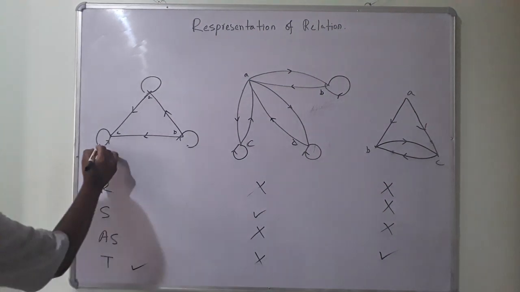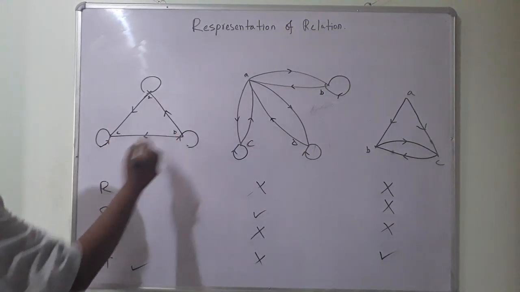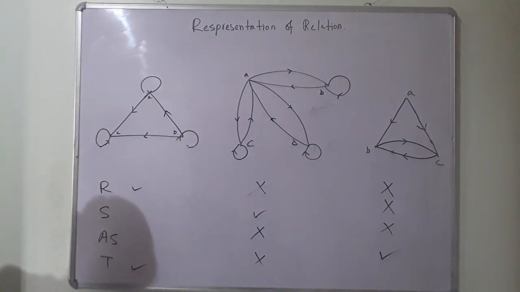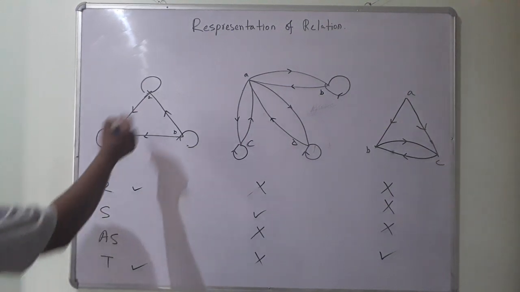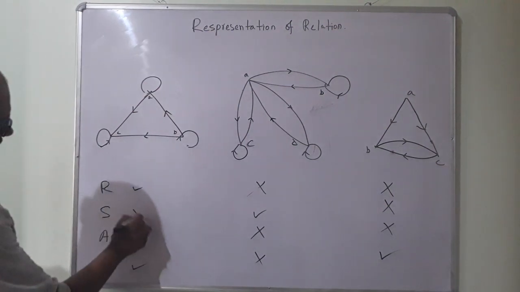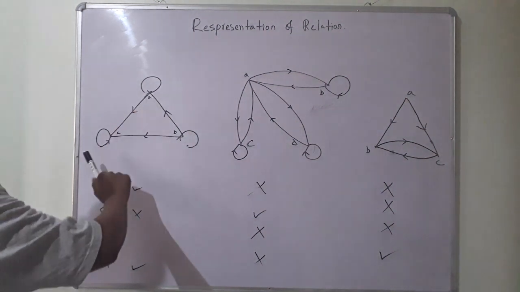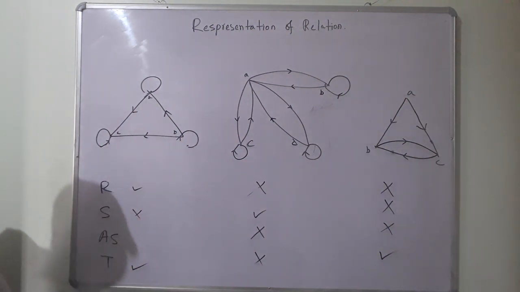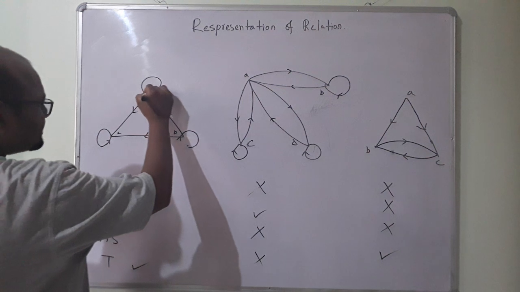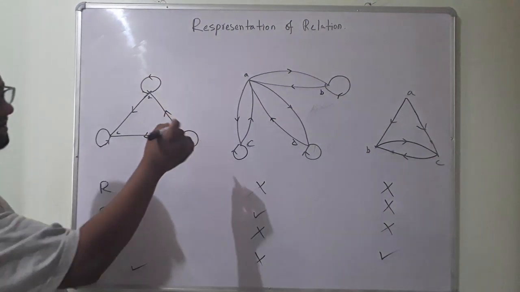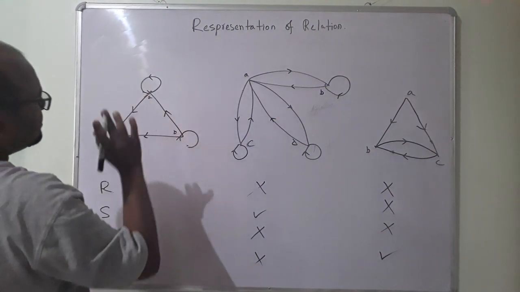Is this reflexive? All this AA, BB, CC is there, so this will stay reflexive. Is it symmetric? This AC is there, but CA is not there, so this is not symmetric. Is this antisymmetric? So there is no AB, BC, right? Only case when this AA is there. So AA is there, alright.